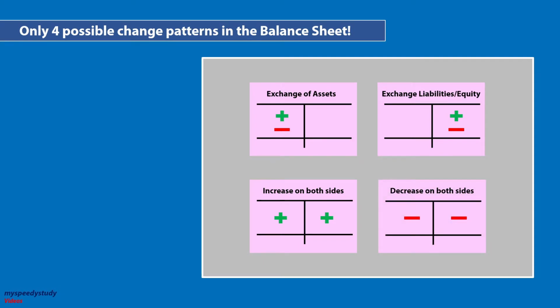Finally, the fourth type is a decrease on both sides of the balance sheet. For example, any redemption of a liability, any payment of that liability, a repayment of a loan, a payment of a trade payable, a payment of a tax liability, or a salary payable, decreases the cash or bank position on the asset side and decreases the liability by the same amount.